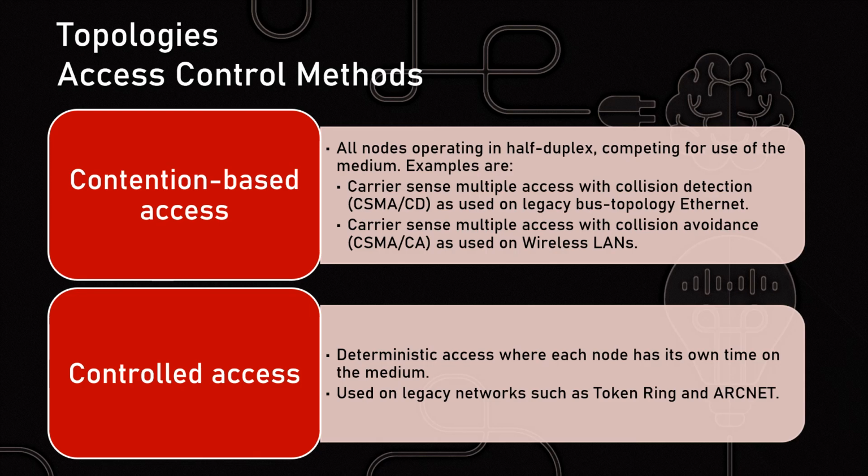An example of this would be CSMA/CD, Carrier Sense Multiple Access with Collision Detection. That is a bus topology Ethernet tool. It's legacy. It's not something we use as much anymore. In the modern sense, we tend to use Carrier Sense Multiple Access with Collision Avoidance rather than detection. So that's CSMA/CA. That's used on wireless LANs. Controlled access is a little bit different. This is, again, a legacy system. It's deterministic in that every node has its own time on the medium. That's the timing token I was telling you about. So things like Token Ring and ARCnet would use controlled access.